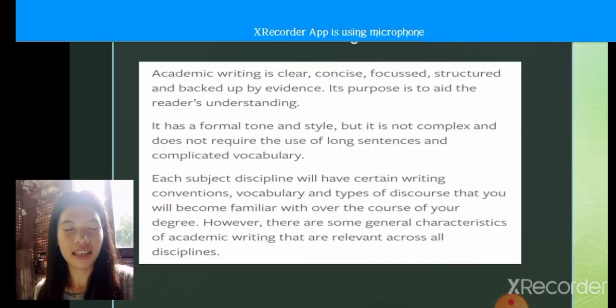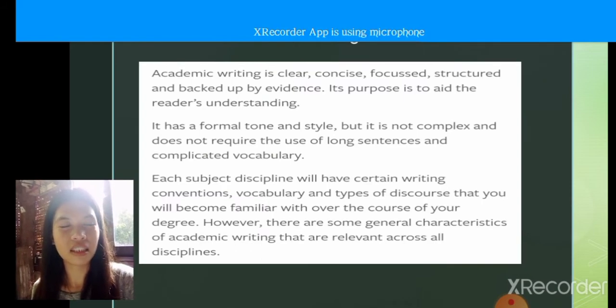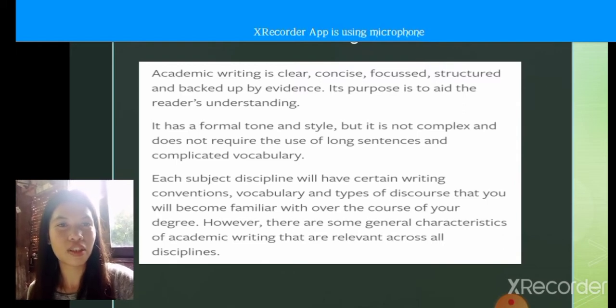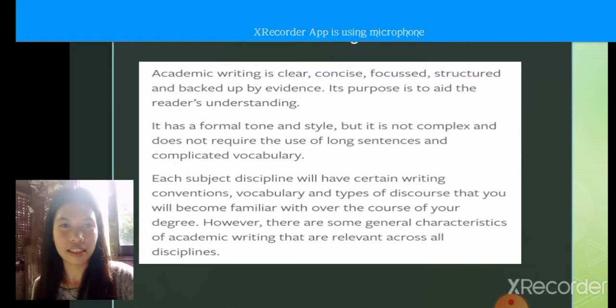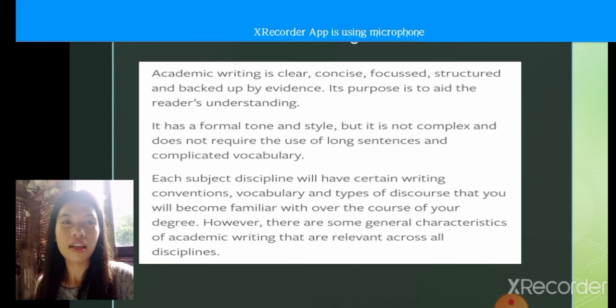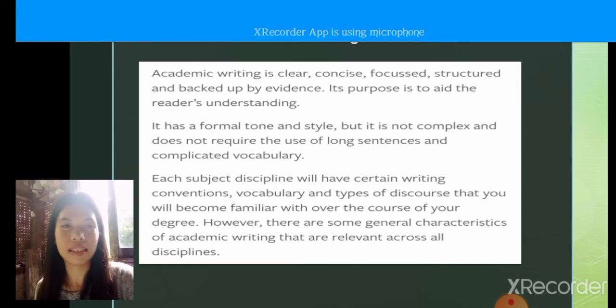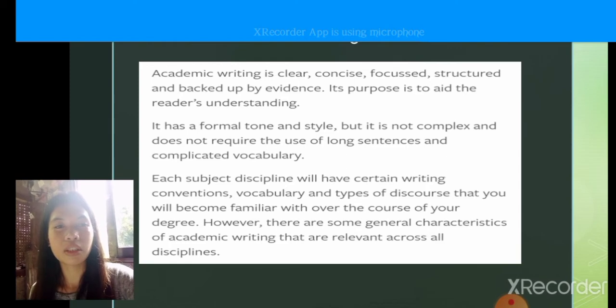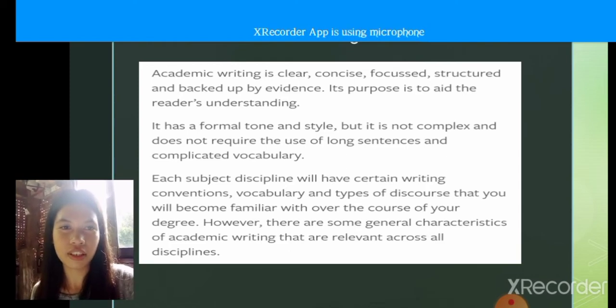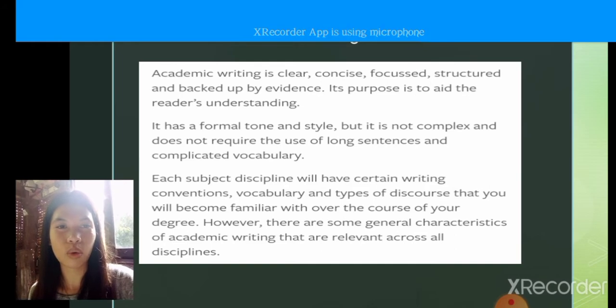So, what is academic writing? Academic writing is clear, concise, focused, structured, and backed up by evidence. Its purpose is to aid the reader's understanding. It has a formal tone and style, but it's not complex and does not require the use of long sentences and complicated vocabulary. Each subject discipline will have certain writing conventions, vocabulary, and types of discourse that you will become familiar with over the course of your degree. However, there are some general characteristics of academic writing that are relevant across all disciplines.